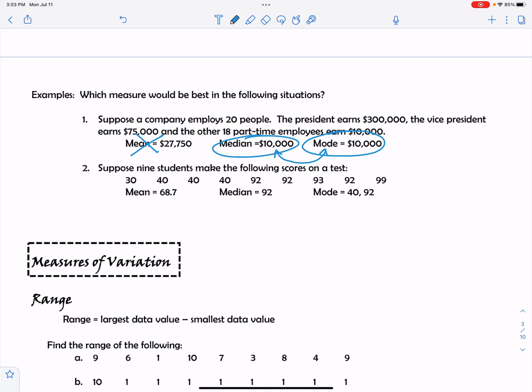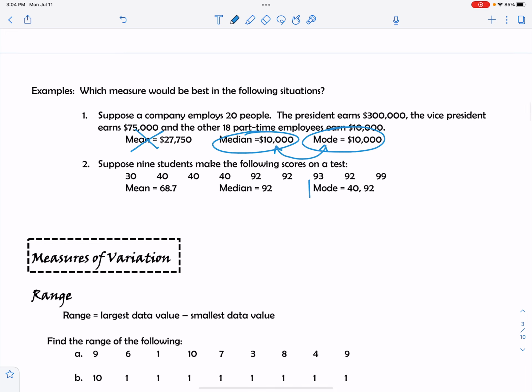And then the next one, suppose 9 students make the following scores on a test: 30, 40, 40, 40, 40, 92, 92, 93, 92, 99. Which measure would be the best in the following situations? The mean of a 68.7, the median of a 92, and mode of 40 and 92. Well, this one, what would be the best picture of the scores on a test?